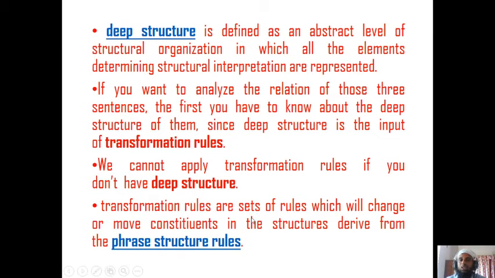Transformation rules are sets of rules which will change or move constituents in the structures derived from the phrase structure rules. There is another important aspect or theory, phrase structure rules, and following them, you can delete, you can modify, you can move one element from one place to another, and you can change the deep structure level and you get the surface structure.